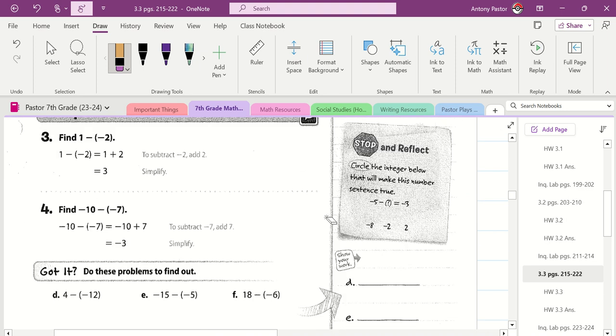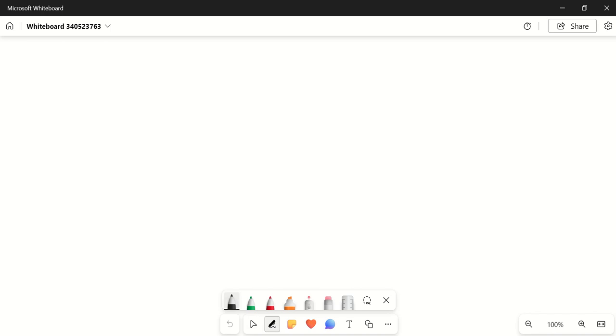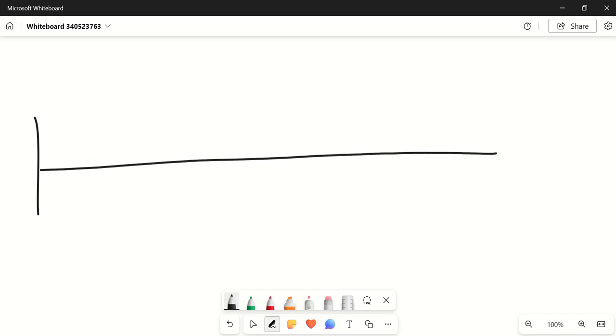Find 1 minus -2. Now, again, the rule here states when you subtract a negative, those two symbols will add together. I can't do 1 minus -2 the usual way. It's a little weird, and I'll try to show you guys on a number line. So I'm at 1. Here's 0. Here's -2. I'm going to do 1 minus -2.